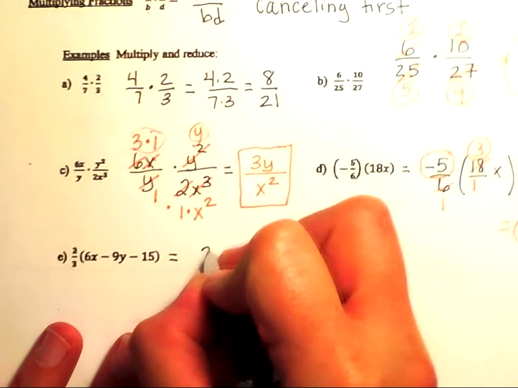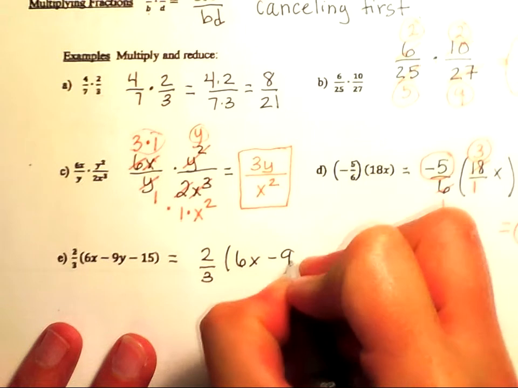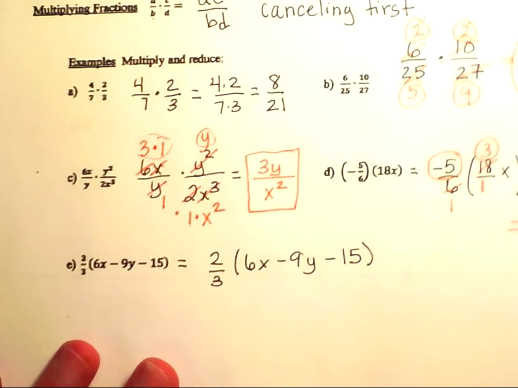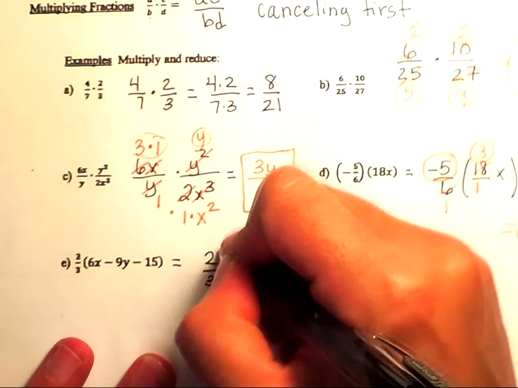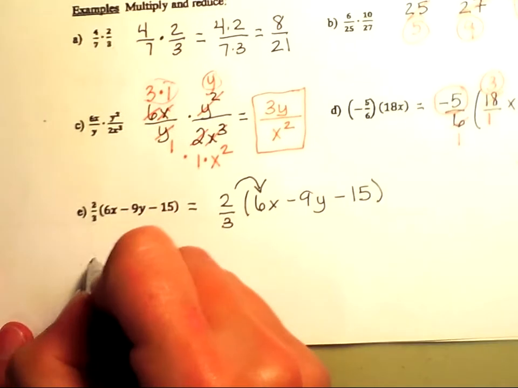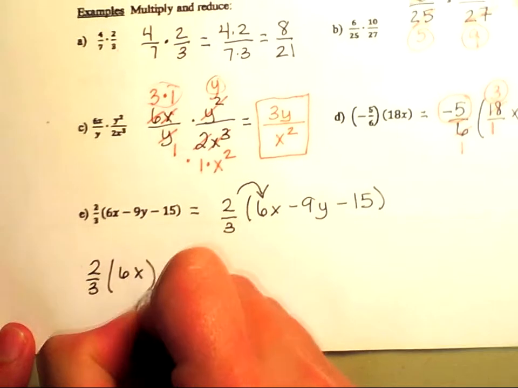Now let me rewrite this: 2/3 times (6x minus 9y minus 15). To simplify this, we're going to use the distributive property. So first I'm going to do this just step by step. I take 2/3 times 6x.